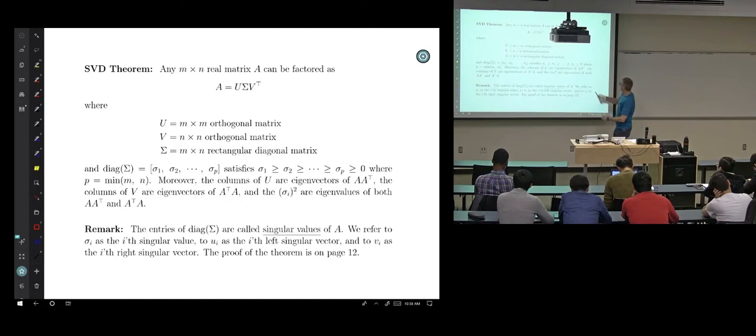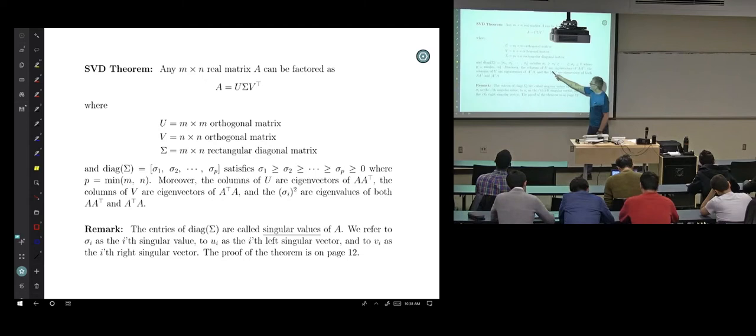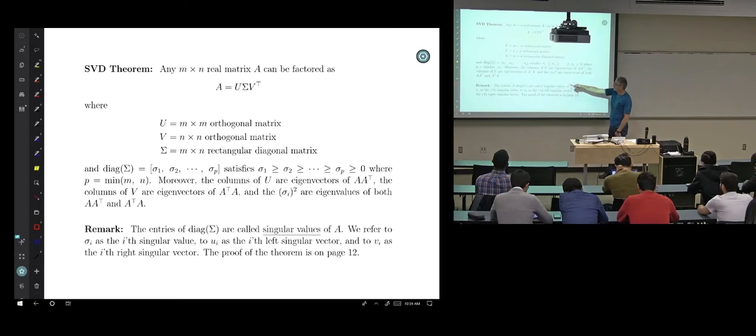Now, A times A transpose is a symmetric matrix. Every symmetric matrix can be diagonalized with an orthonormal transformation. So how we get the columns of U is going to be from the eigenvectors of A times A transpose, as we'll see. And similarly, the columns of V.